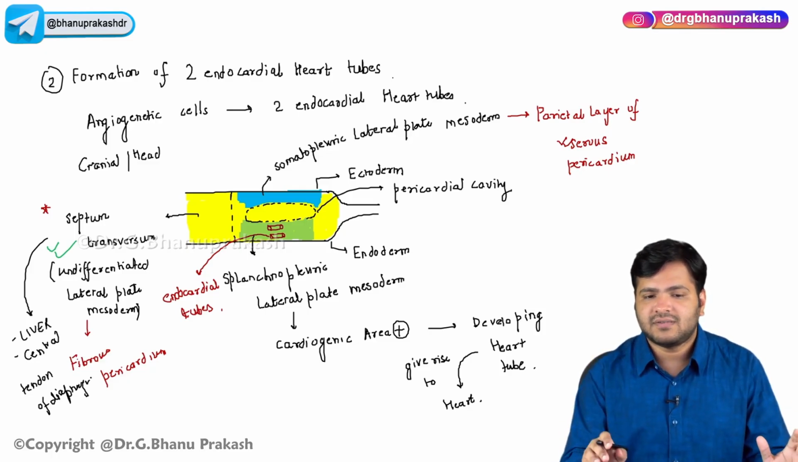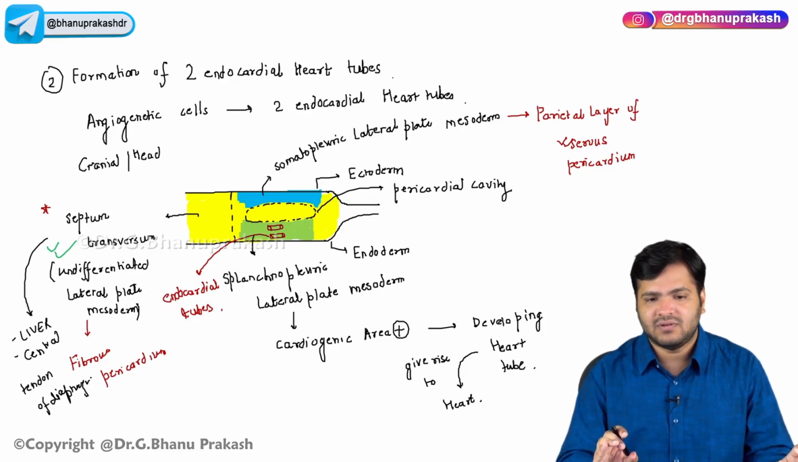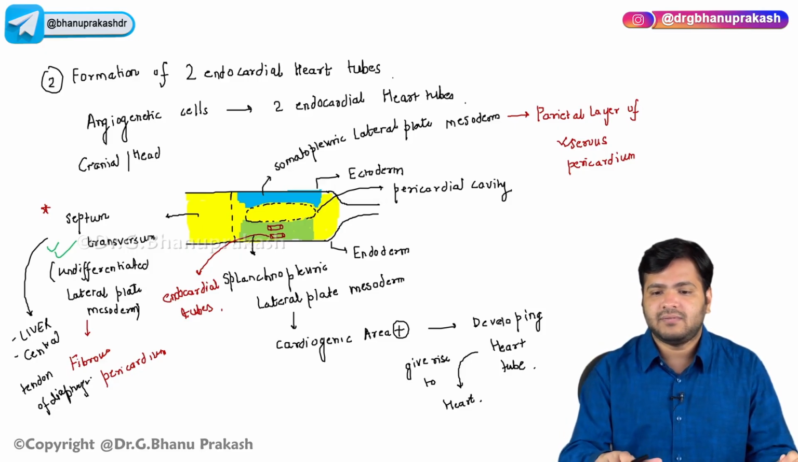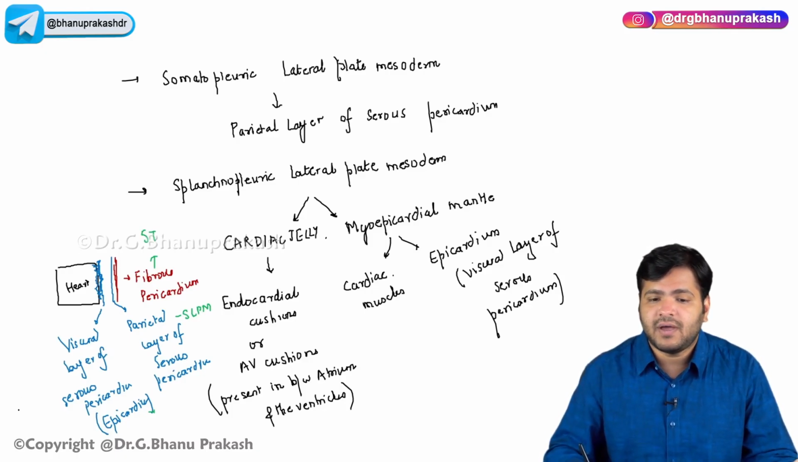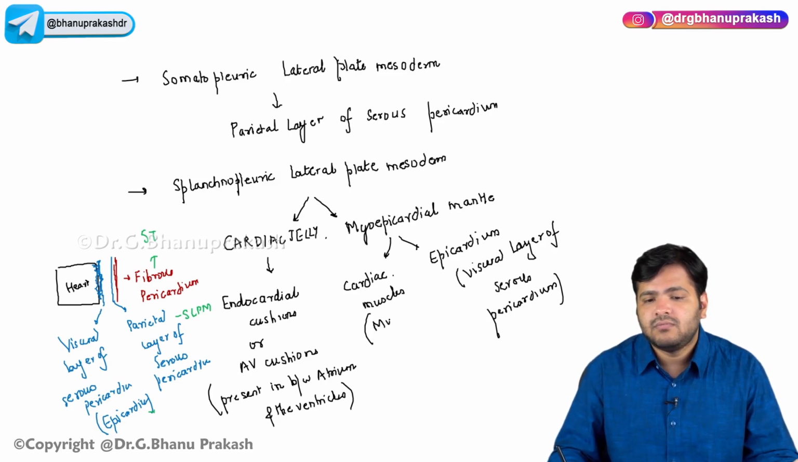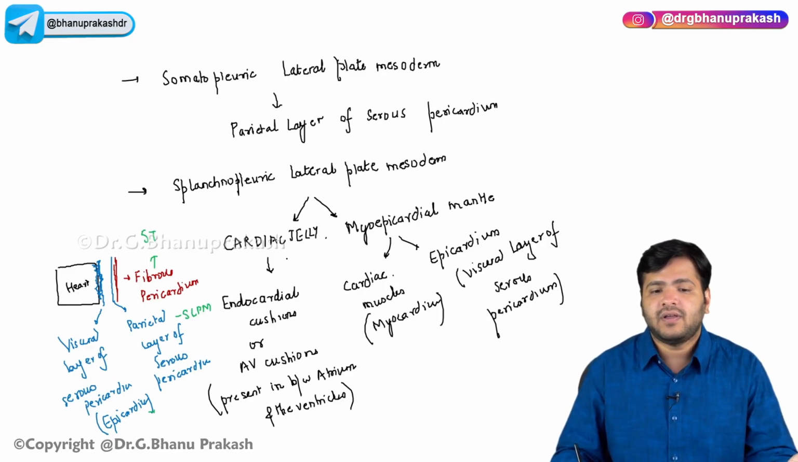Apart from that, we have discussed the heart tubes. They develop in the splanchnopleuric lateral plate mesoderm. What structures come from the splanchnopleuric? The cardiac jelly and the myoepicardial mantle. We have the cardiac muscle, that is the myocardium, and the epicardium, which will be formed from there. And the cardiac jelly will give rise to the endocardial cushions.